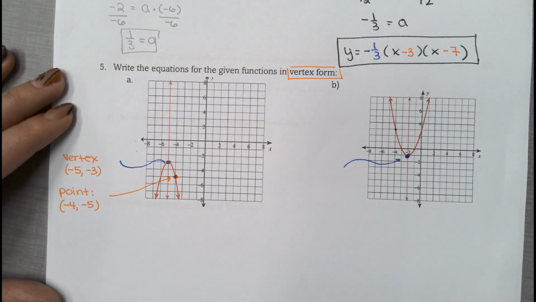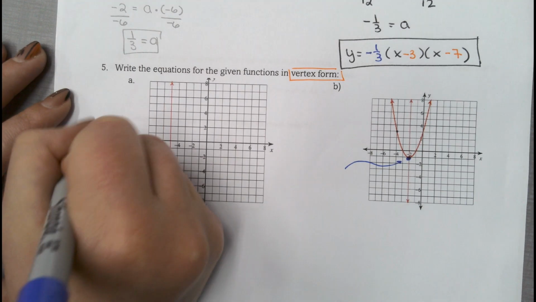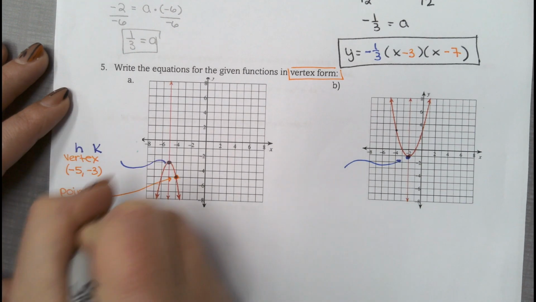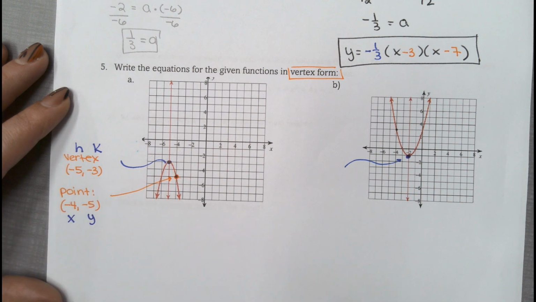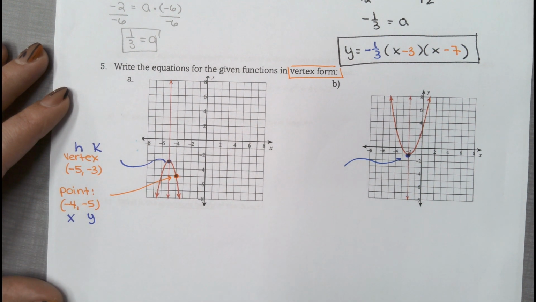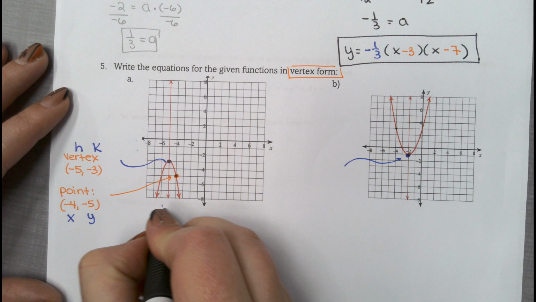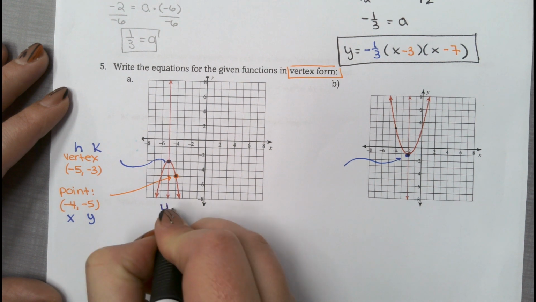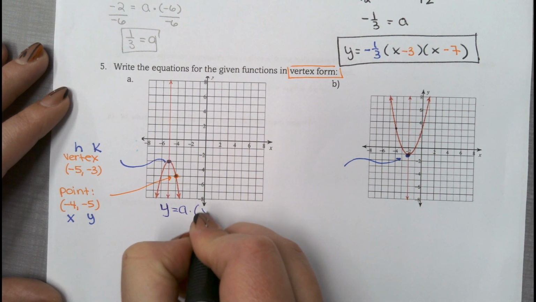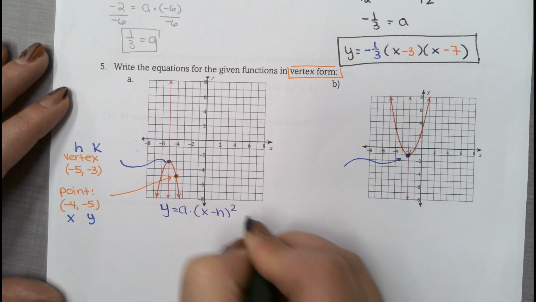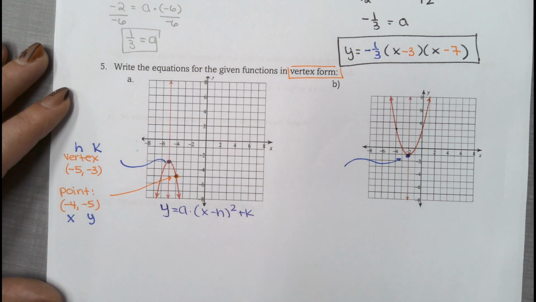We're going to label our points h and k. So our vertex gets our h and our k. Our point gets our x and our y. I'm going to write out the vertex form. So we get y equals a times x minus h squared plus k. And replace our values.